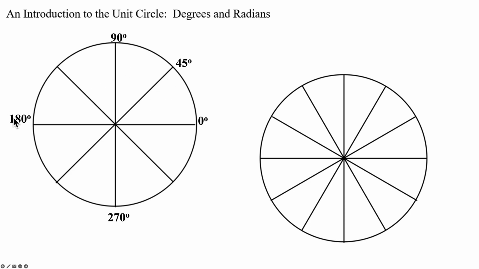So 180 divided by 4 is 45, and now you just count by 45 all the way around the circle. So 45 plus 45 is 90, plus 45 is 135, plus 45 is 180, plus another 45 is 225, plus 45 to 270, 270 plus 45, 315.